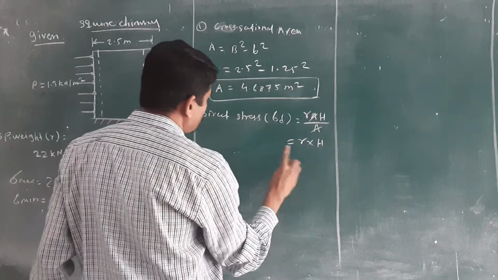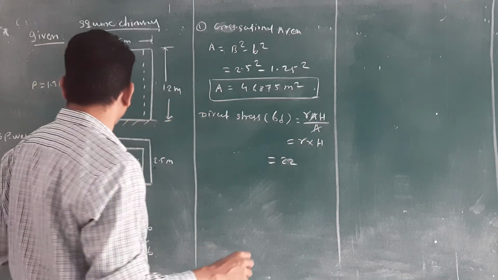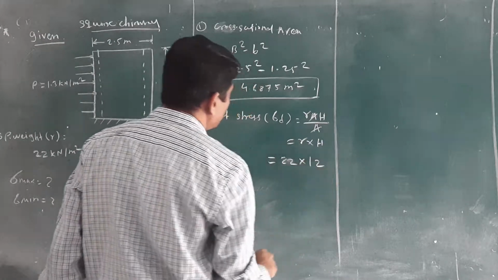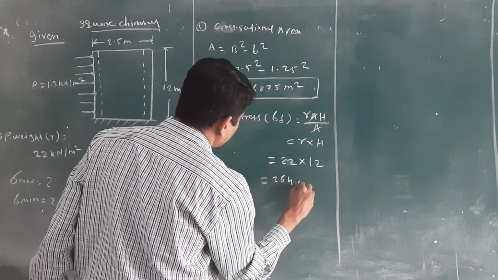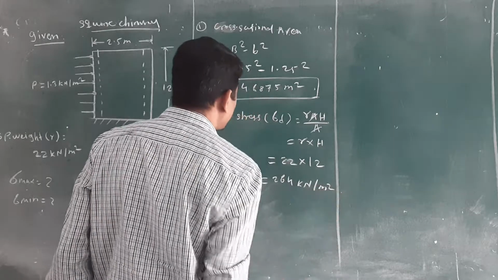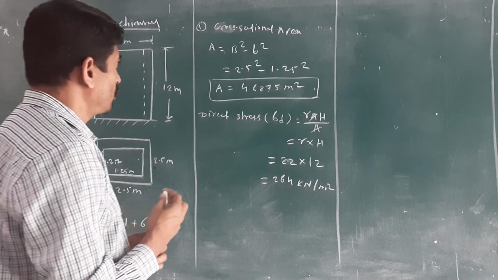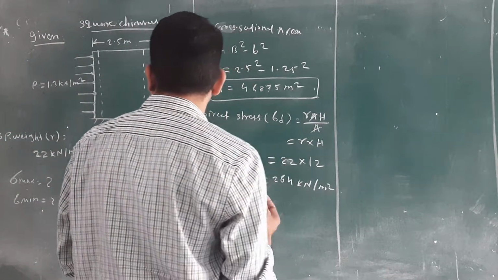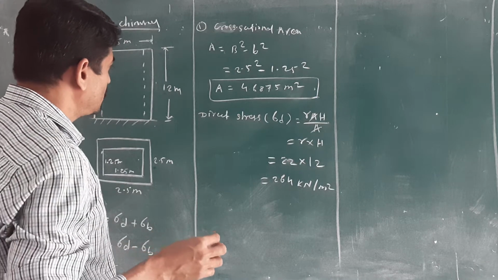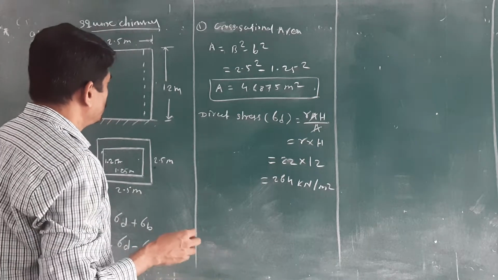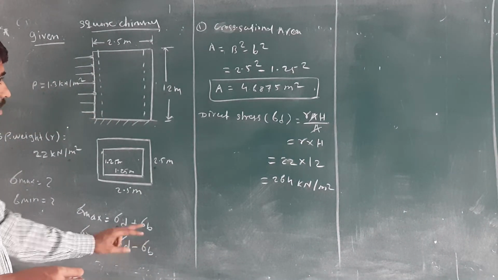What is the value of that? 22 kilonewton per meter square. This is given. And what is the value of the height? It is 12. Then if you have solved, you will get 264 kilonewton per meter square. Once you have got the direct stress, one value we will get. Then how to calculate the bending stress?